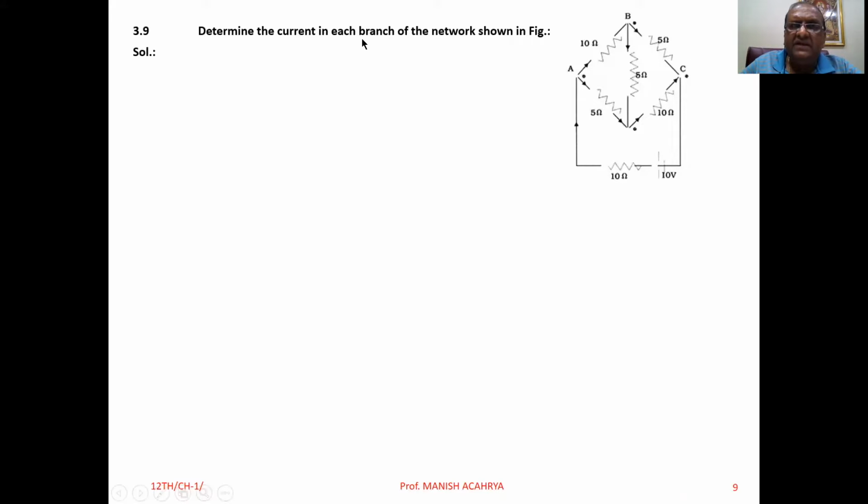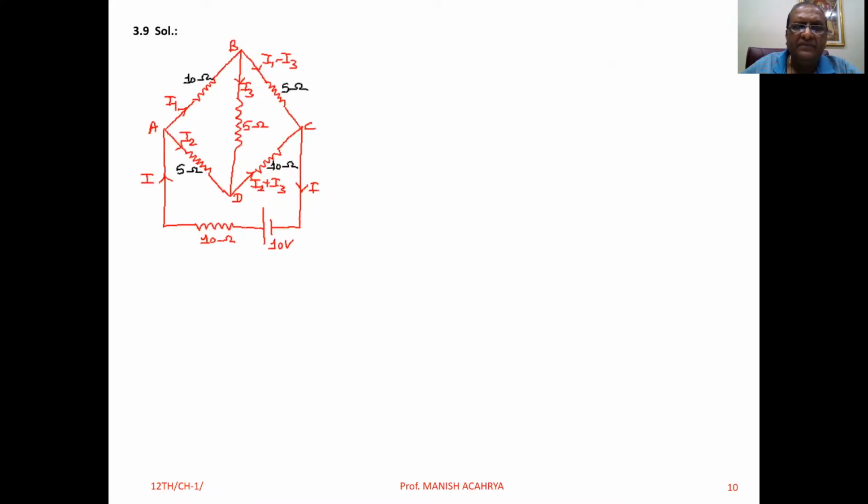3.9. Determine the current in each branch of the network shown in the figure. Now, see, this one is the network. See here, 10 by 5 is not equal to 5 by 10. It implies that the network given to you is like a Wheatstone bridge, but it is not a balanced one. So definitely from this middle branch, some current is flowing.